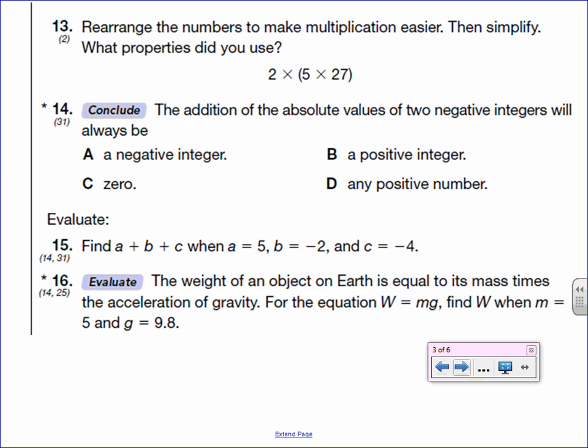Rearrange the numbers to make multiplication easier, then simplify. What properties did you use? Well, the easiest thing would be if I could multiply by 10, and I see that if I was to multiply the 2 and the 5 first, I would have 10. So what I'm going to do is shift the parentheses over. I'm going to have 2 times 5, shift the parentheses, and then times 27. And that's okay by the associative property, which says the way that we group things doesn't change the outcome if we're just multiplying or just adding. 2 times 5 then is 10. 10 times 27 is 270.